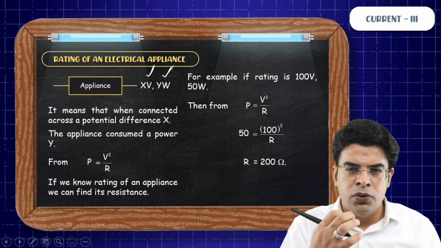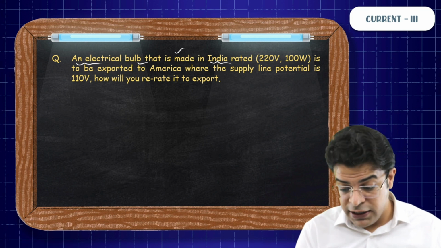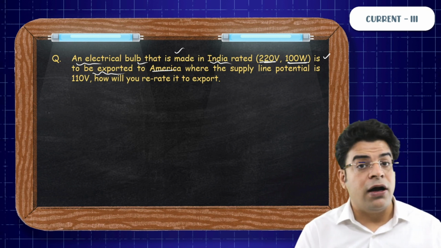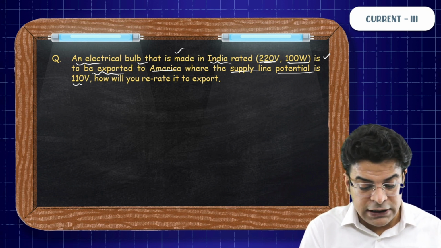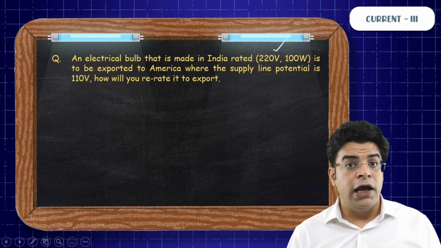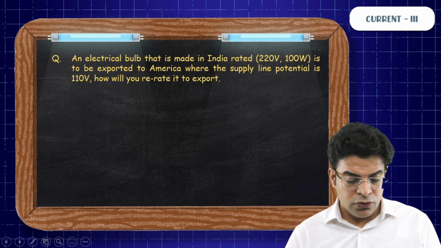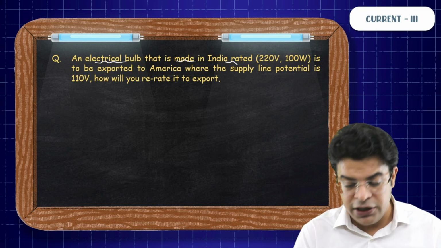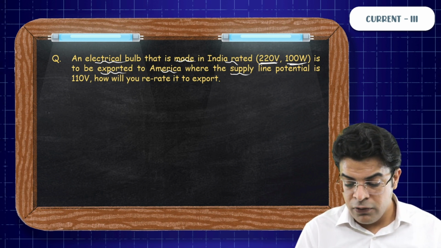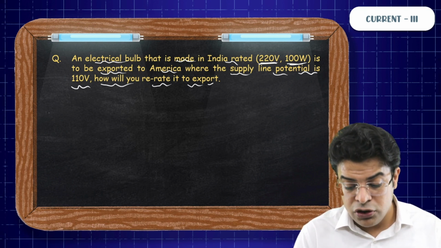Now moving on to another example. An electrical bulb that is made in India, rated 220 volt 100 watt, is to be exported to America where the supply line potential is 110 volt. In India, the devices work across a potential drop of 220 volt. In America, the devices work across a potential drop of 110 volt. How will you re-rate it to export it?